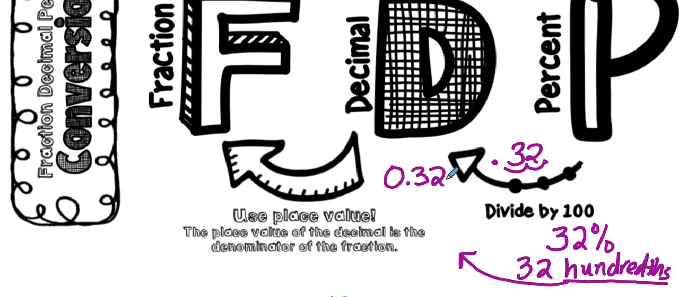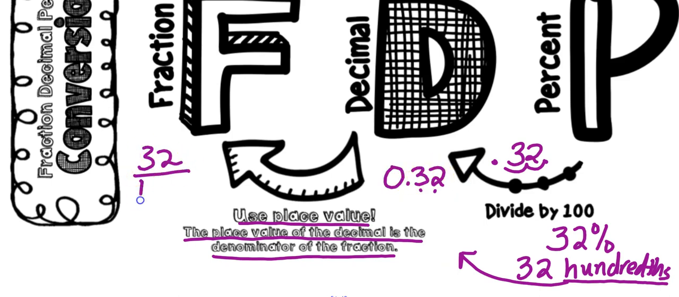All right, and so now when I want to go from a decimal to a fraction, I'm going to use my place value. This is really important. You're going to use your place value, and the place value of the decimal is the denominator of the fraction. So we need to remember that. We have our tenths place, our hundredths place, we have our thousandths place after that, but for this one we're going to stop at hundredths. So my fraction is 32 hundredths. That's how I write it as a fraction.